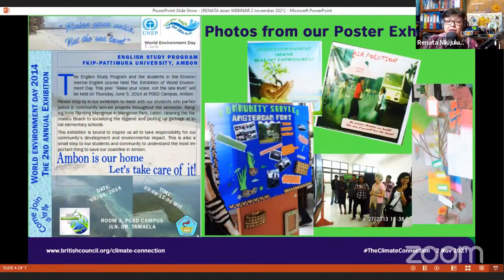Okay. The other things that we have are photos from our poster exhibition. For a couple of years we conducted a poster exhibition, because we have some activities that the students have to do before creating the poster exhibition. The posters come from a field trip to LIPI, and to other local people that they visit, like the mangrove plantation. And then at the end of the semester, we celebrate World Environment Day by showing some posters. So this is at least some of the posters.